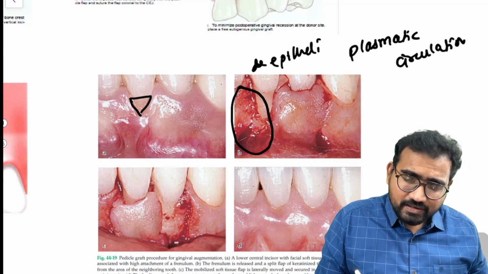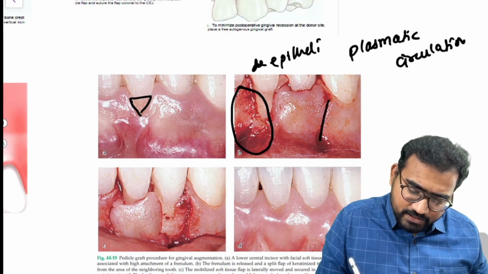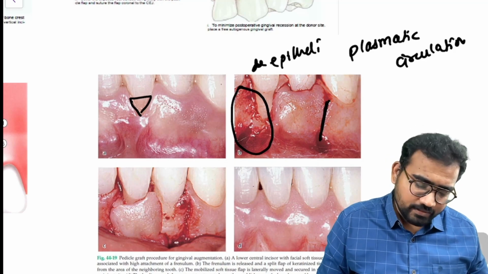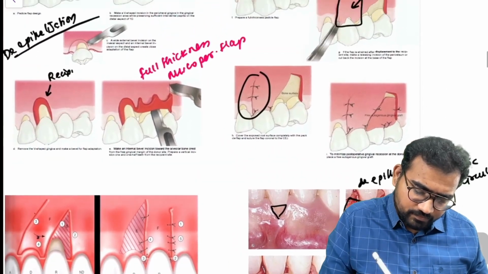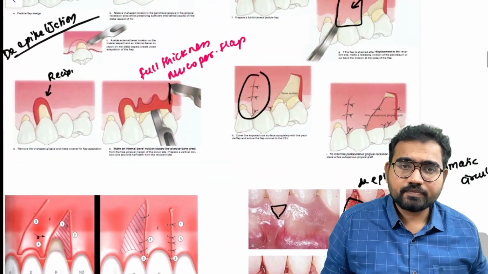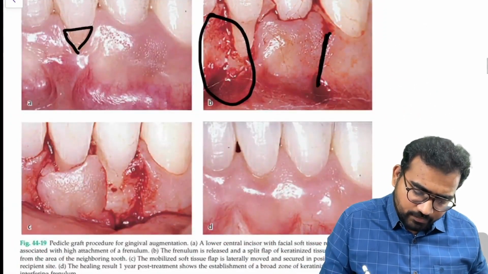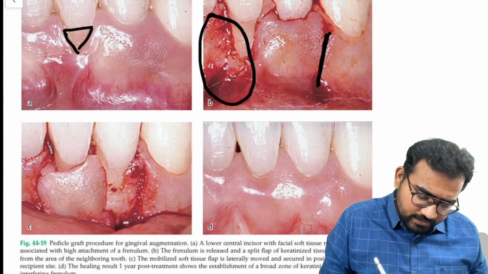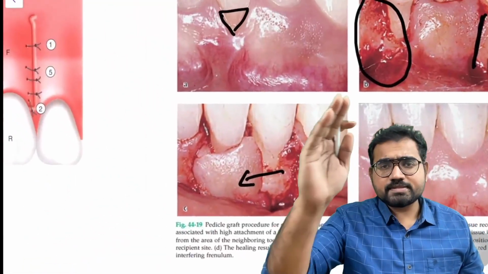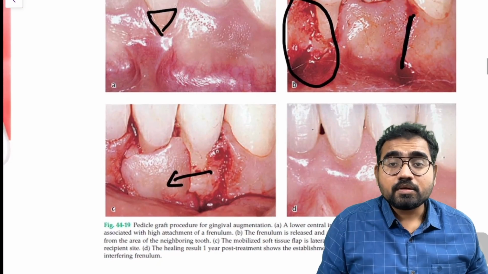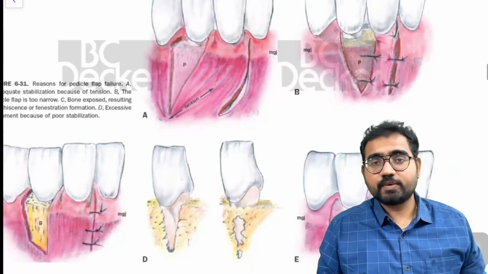So the area is de-epithelialized, and I'm giving a vertical releasing incision here, as you can see. Once the vertical releasing incision is given, a full thickness mucoperiosteal flap is elevated and sutured to the recipient side. Now use your common sense and tell me what might be the complications of a laterally positioned flap. Very simple.